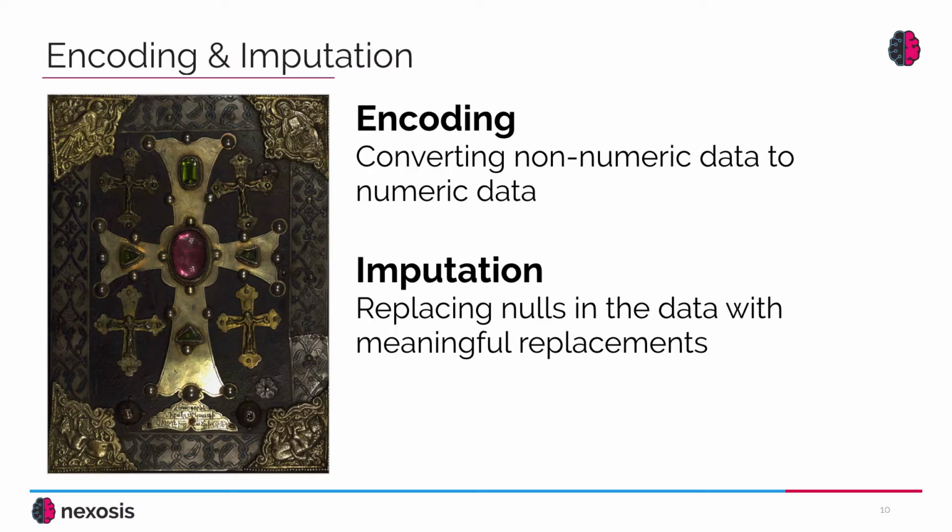Encoding is how we take data that's not a number and make it a number so that we can do computation against it. So we can shove it into that linear algebra problem, or we can shove it into our neural network and have it actually propagate math through that network and get results out. And imputation is how we figure out those nulls.